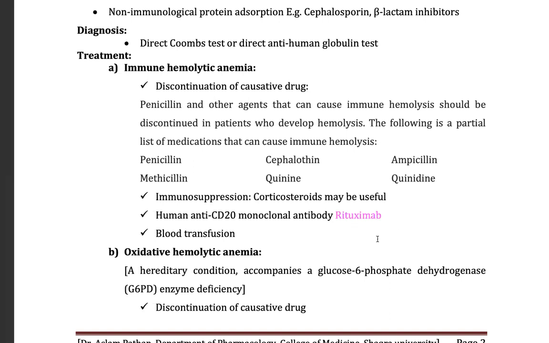You can click on this purple color drug name rituximab for further reading. And blood transfusion is the last option, or we can say it is an additional non-pharmacotherapy. The blood transfusion may be useful if the drugs are not able to give some benefit. So the blood transfusion is also one of the important ways. So rituximab monoclonal antibody you can give, but the most important, remember, in the immune hemolytic anemia, is corticosteroid.